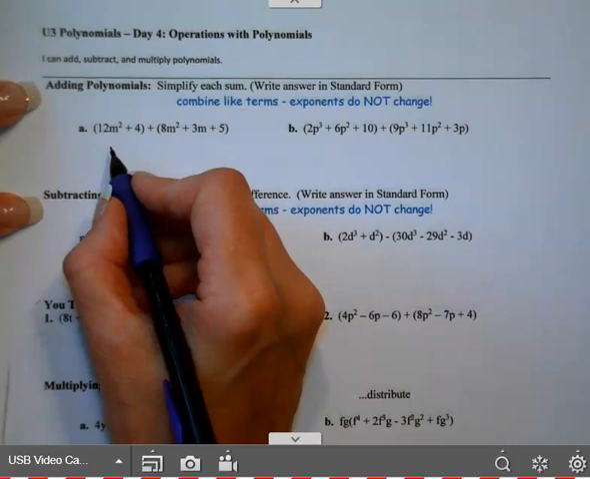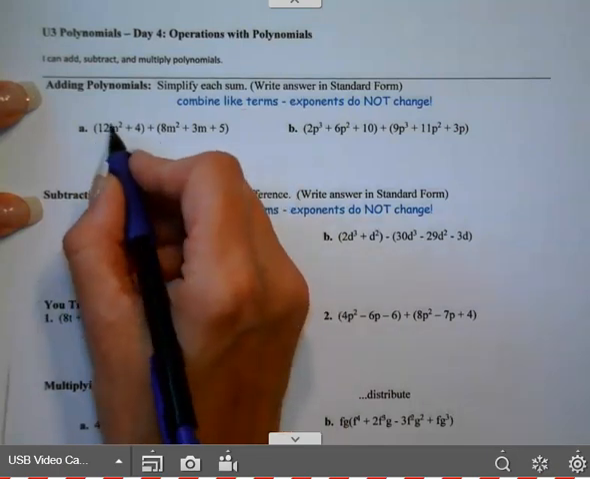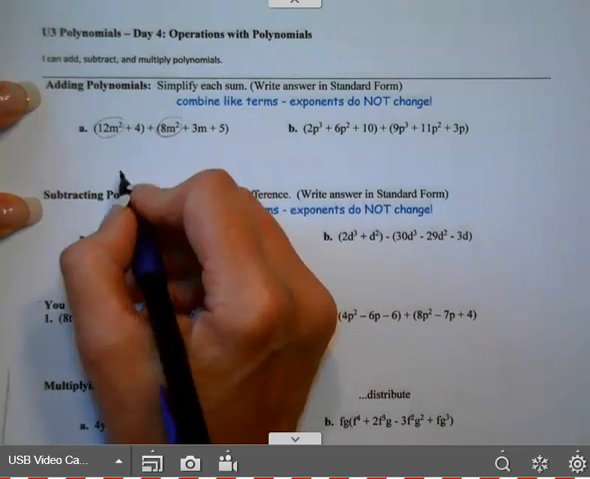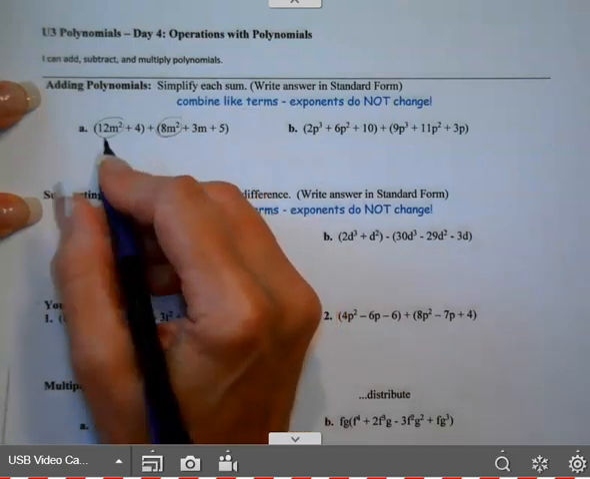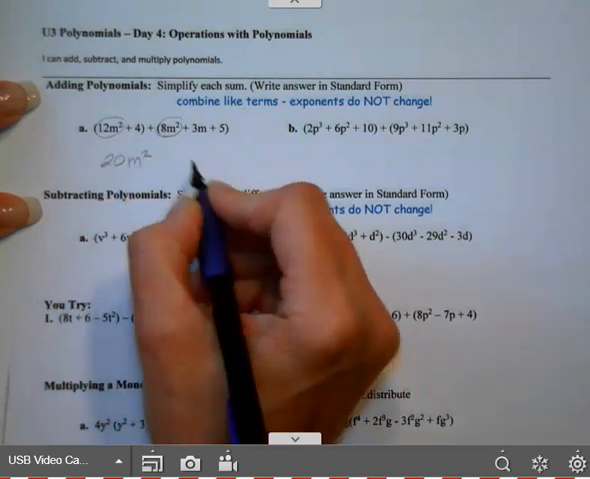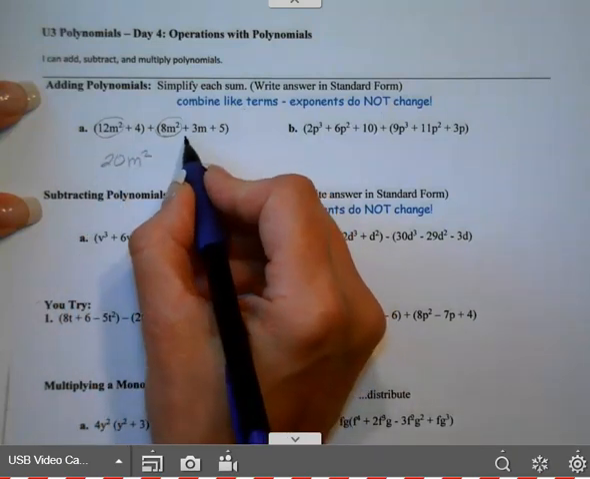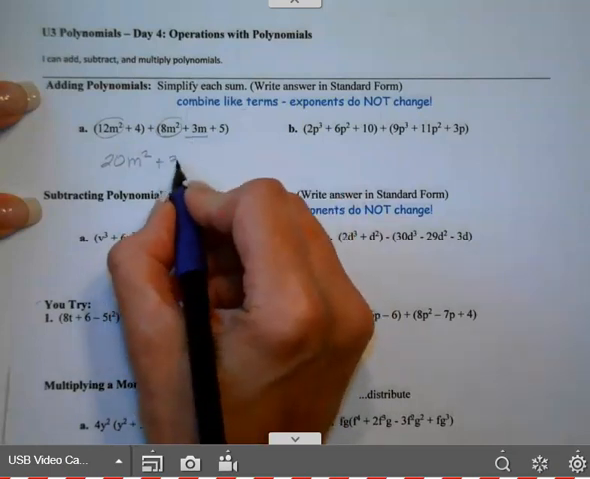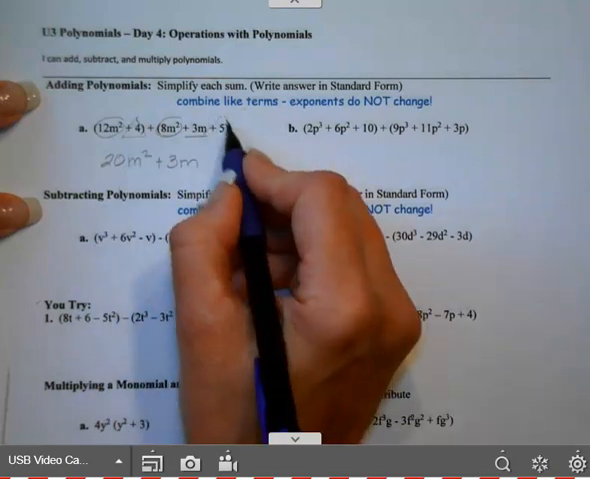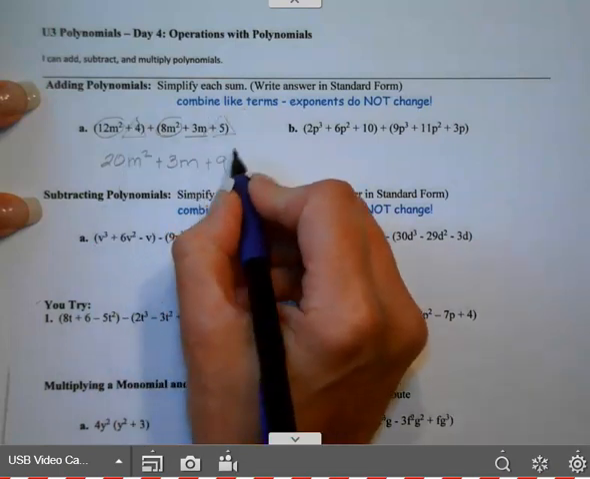For addition, you do not need to have the parentheses, you can just drop them. There are two terms with m to the second power. I'm going to add those two, so 12m squared and 8m squared give me 20m squared. I have one linear term, so plus 3m, and then I can add the 4 and the 5, which gives me 9.